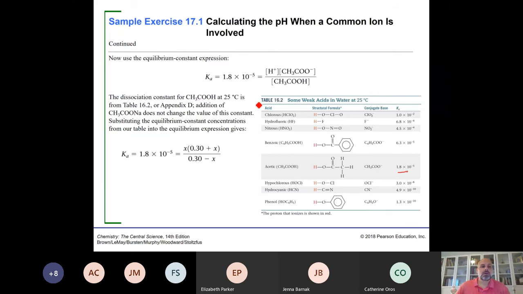So the dissociation constant you simply found in this table here, 16.2. I also want you to make sure you look at Appendix D in the back of your textbook. You will have Appendix D appended to your next exam, so you need to understand what it's going to look like. The addition of sodium acetate does not change the value of this constant. So substituting the equilibrium concentrations from our table into the equilibrium expression gives us here our Ka expression.